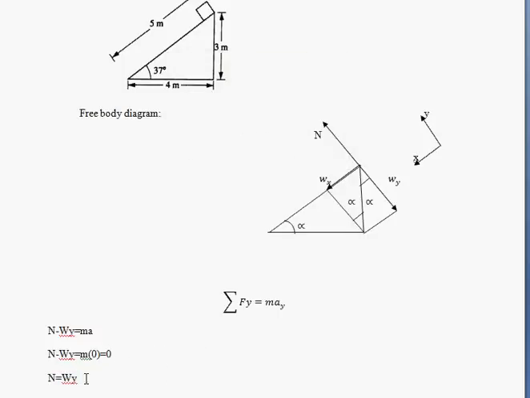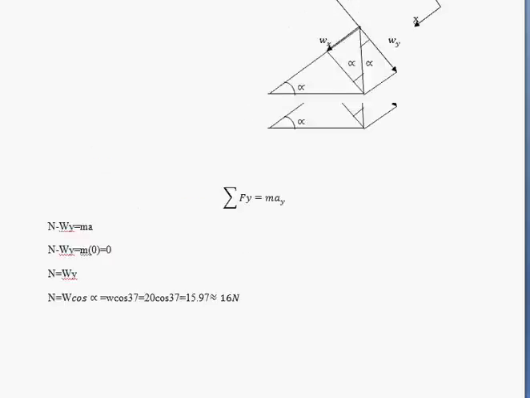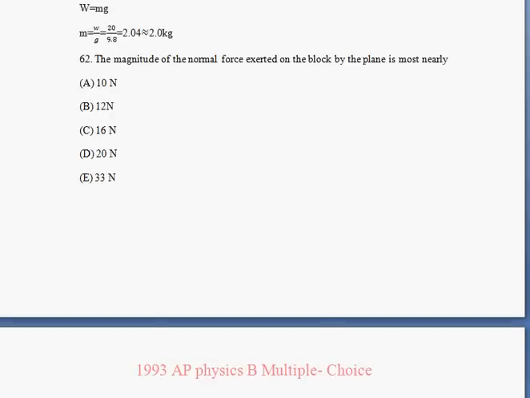And therefore n equals the gravitational force in the y direction, and the gravitational force in the y direction is given by w multiplied by cosine alpha. All we have to do is just replace the numbers, and we have w multiplied by cosine 37, 20 multiplied by cosine 37, it's 15.97, approximately 16 newtons, and the answer is C.